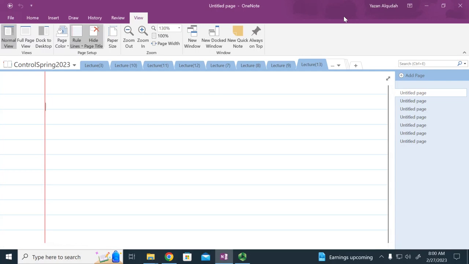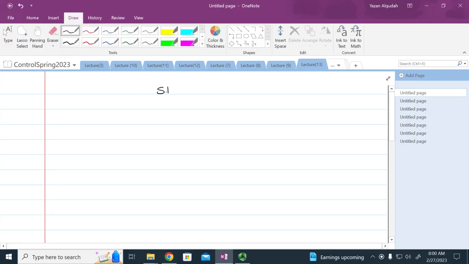So today we're going to be talking about stability. In particular, we're going to be talking about bounded input, bounded output stability. And we're going to be introducing a tool that will help us determine the stability, which is the Routh-Hurwitz table.